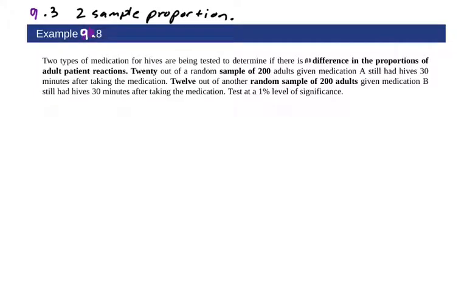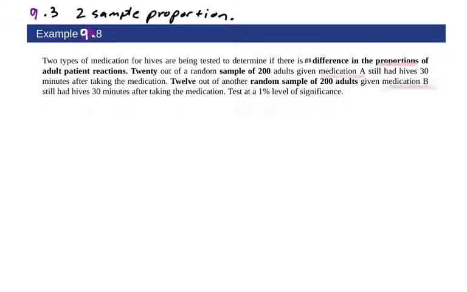Okay, so here in section 9.3, we're going to talk about two sample proportions. So again, as you read through this, you want to look for those keywords, proportions or typically percentages, and we're going to go ahead and run our 4-step hypothesis test on this. Okay, so if you want to take a minute to read through this, go ahead and pause the video.